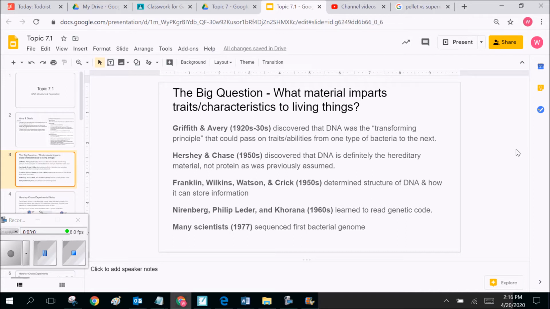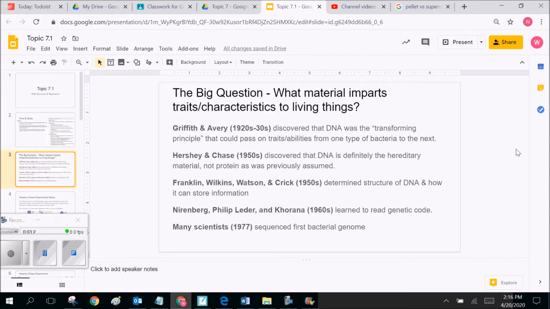Now, that was a huge discovery, and when the results came out, a lot of people were very skeptical because DNA up to that point wasn't considered to be very important. It was known to be a part of most, if not all, living things, but people were like, well, we don't really know what it's for.